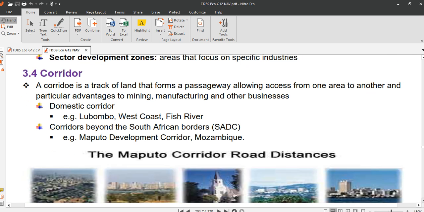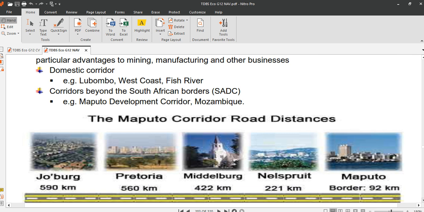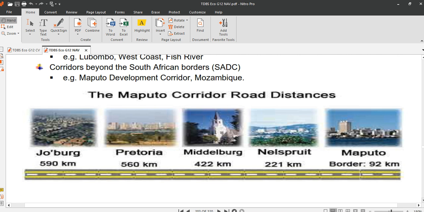A corridor is a tract of land that forms a passageway allowing access from one area to another and gives particular advantages to mining, manufacturing, and other businesses. Examples of domestic corridors are Lubombo, West Coast, and Fish River. Corridors beyond the South African borders, in SADC, include the Maputo Development Corridor, Mozambique.